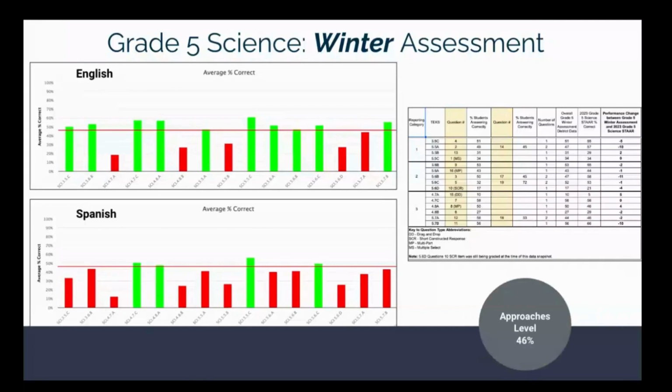Whenever you are looking at your data for your campus, make sure that you use both settings in order for you to gauge a little bit better of how you want to proceed with your reteach and your spiraling in of these standards.